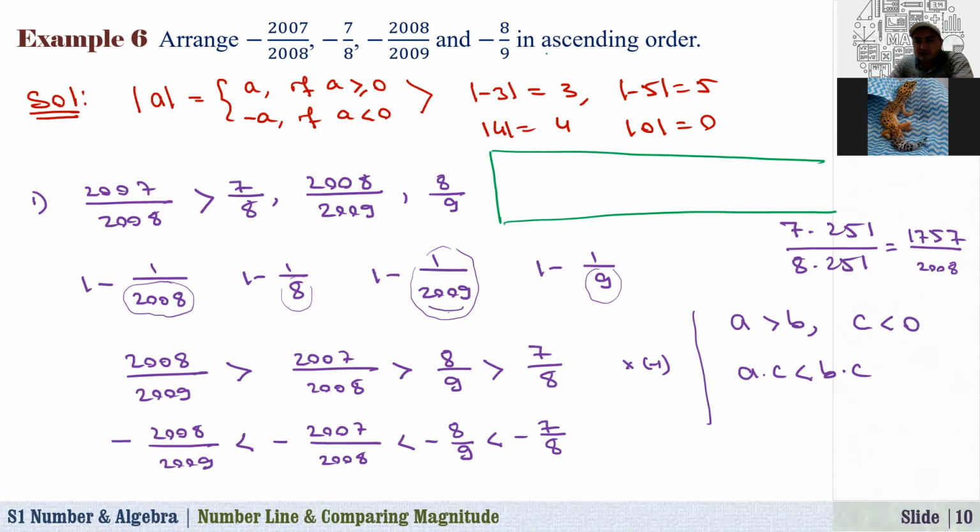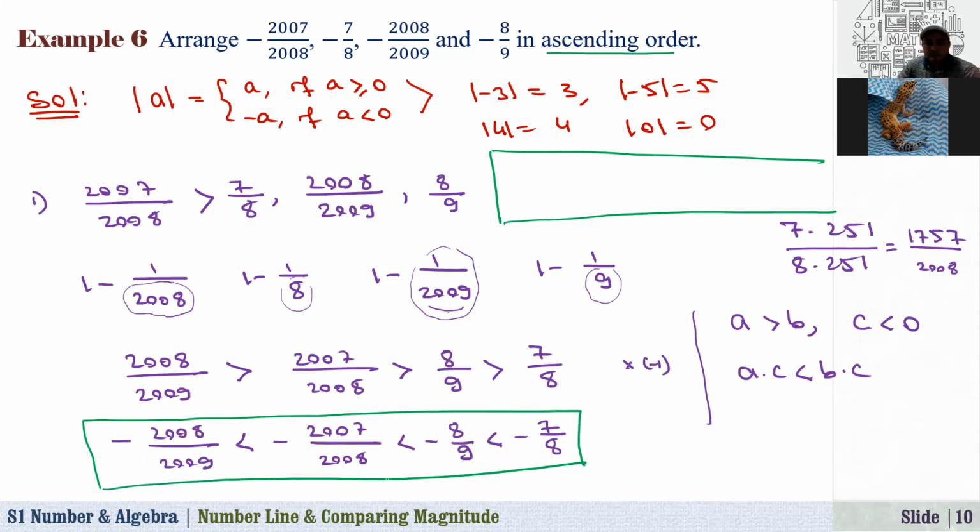We need to write in ascending order from the smallest to the biggest. Actually, we have already written this from the biggest to the smallest. Ascending order: minus 2008 over 2009, that's the smallest one. Minus 2007 over 2008, the second smallest. Minus 8 over 9, and minus 7 over 8. And we don't have to open a new place here.